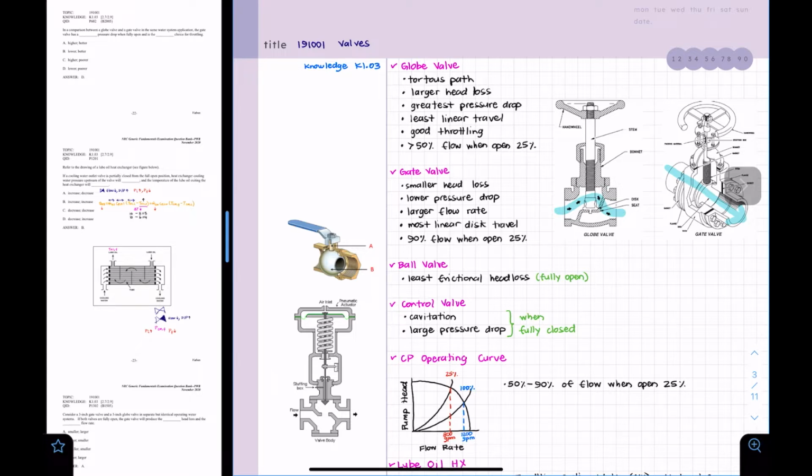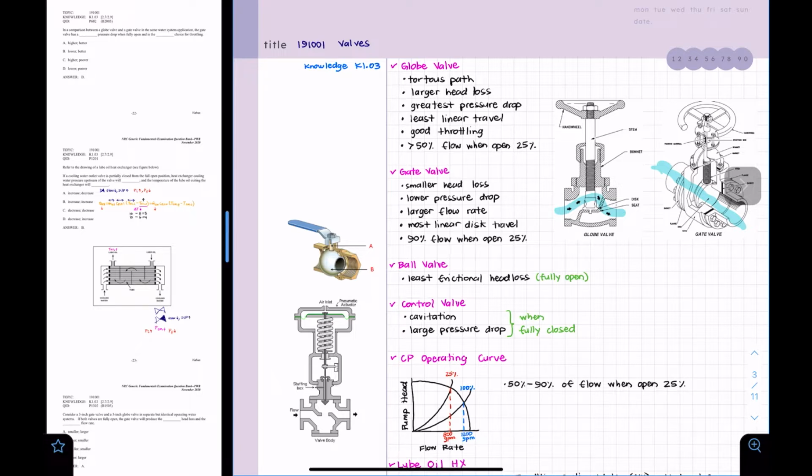So we have this valve, and it has a smaller head loss compared to the globe valve. It's going to have the lower pressure drop. It's going to have the larger flow rate. So the flow rate is going to be larger in here. And it has the most linear disk travel, as we can see here. So it's going to be very, very linear. And something important to remember: when we open this valve 25%, we're letting out 90% of the flow. So almost all of the flow goes through when we open this valve 25%.